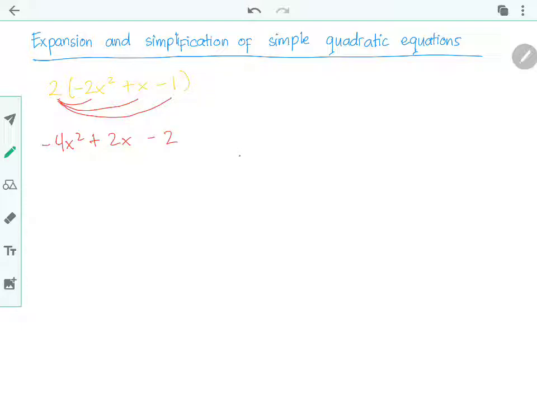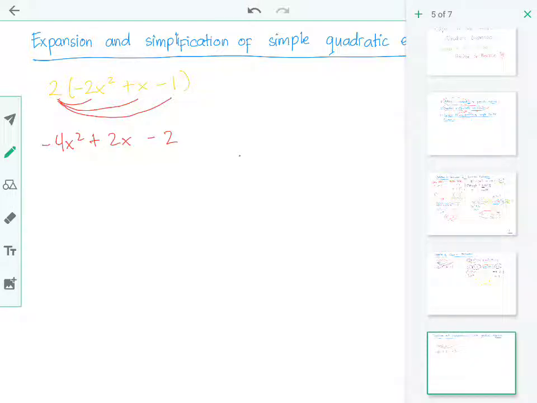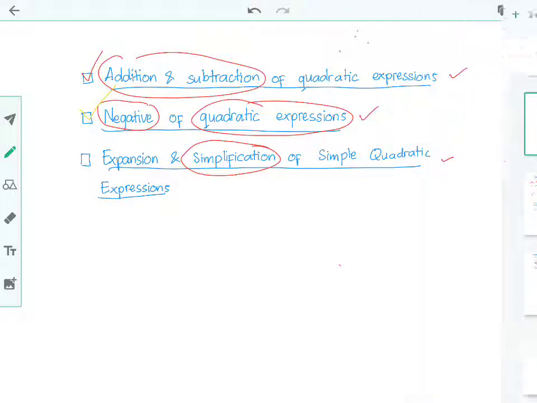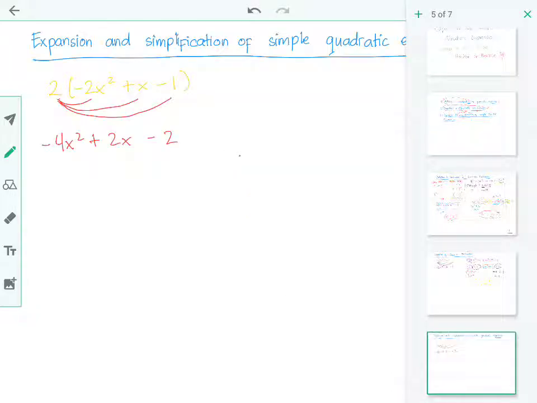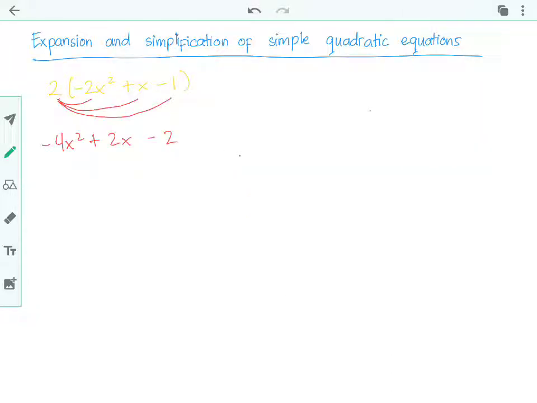Now sometimes what we need to do is combine the expansion and simplification of simple quadratic equations with the previous knowledge, which is the addition and subtraction of quadratic expression, and also the negative of quadratic expression. That's one of the examples. Another example, I'm going to take from page 080.